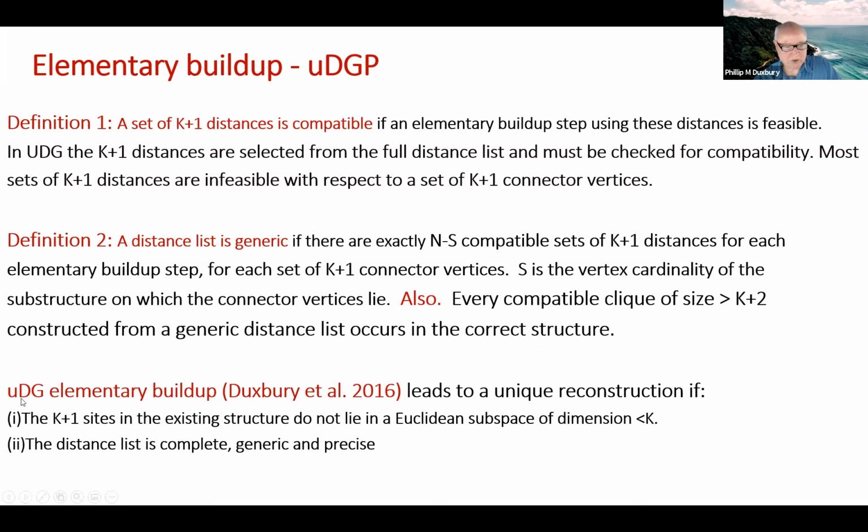Having said that, once we have that hypothesis, then we make the statement that the unassigned distance geometry elementary build-up process, the algorithm, leads to a unique reconstruction if the K plus 1 sites in the existing structure do not lie in a Euclidean subspace of dimension less than K. So in 2 dimensions, it means they can't lie on a line, and in 3 dimensions, they cannot lie on a plane. And the distance list is complete, generic, and precise. Then we are able to build up the structure exactly.